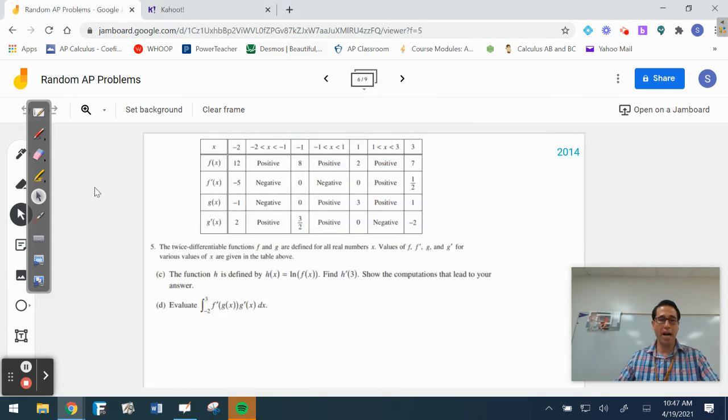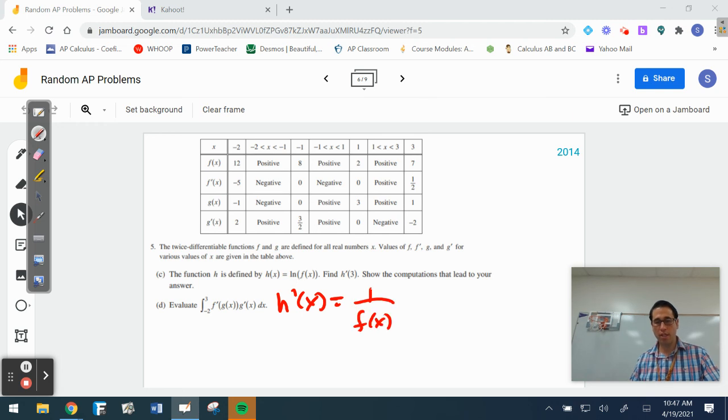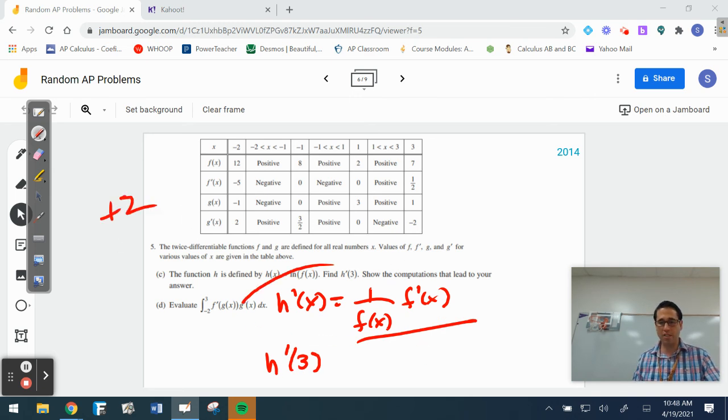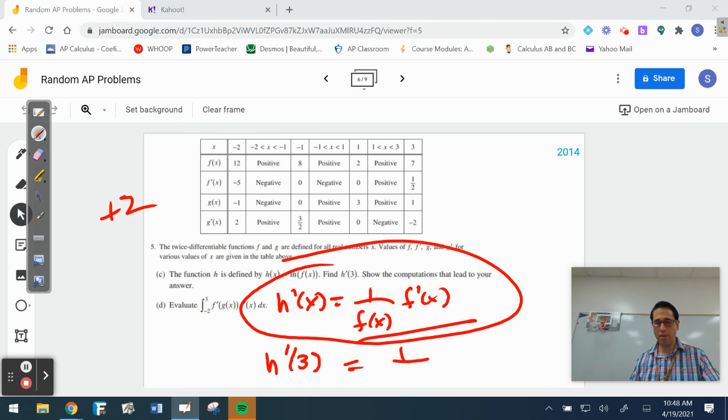All right, here we go. Part C: the function h is defined by this natural log of, looks like a chain rule. And how about it? It is a chain rule. They just asked me to find the derivative. Well, the derivative of a natural log is 1 over the inside. Don't you dare touch the inside, but then you have to take the derivative of the inside. I've got to do h prime of 3. My best guess is that's worth 2 points if you're just able to do that. And then you get 1 point if you're able to get this all correct.